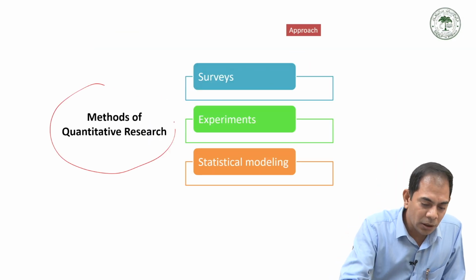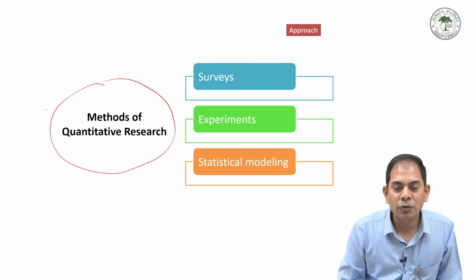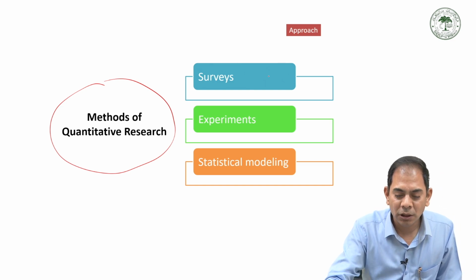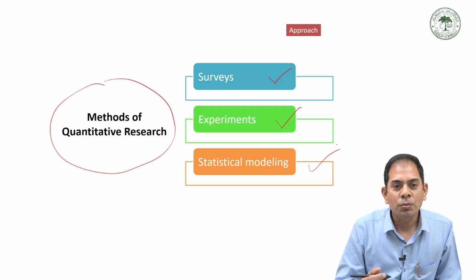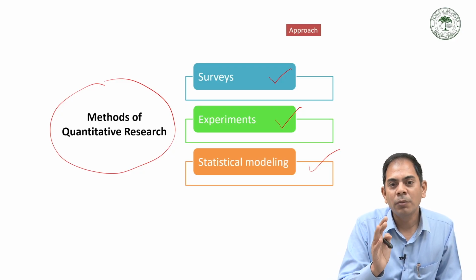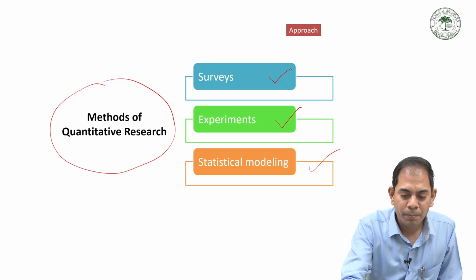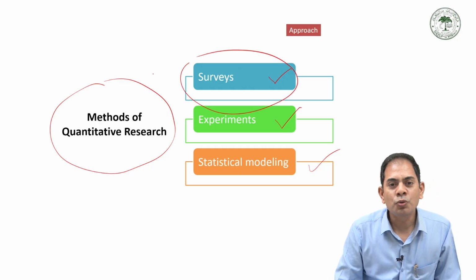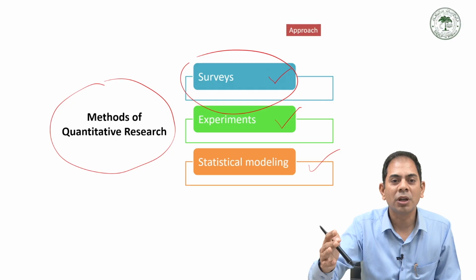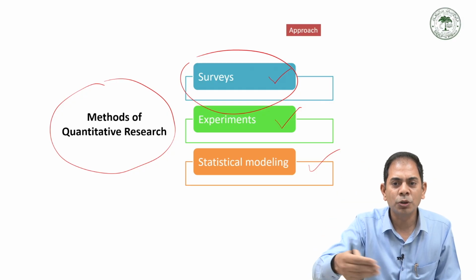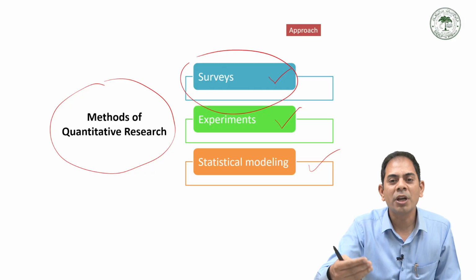Here are three different methods we generally use in quantitative research: survey, experiment and statistical modeling. So as you can see in this slide, three different methods. The first is survey. A survey is generally used to collect data from a large number of people using a structured questionnaire. First we prepare the questionnaire, distribute it and collect the information. The questionnaire generally uses close-ended questions, such as multiple choice questions and rating scales.